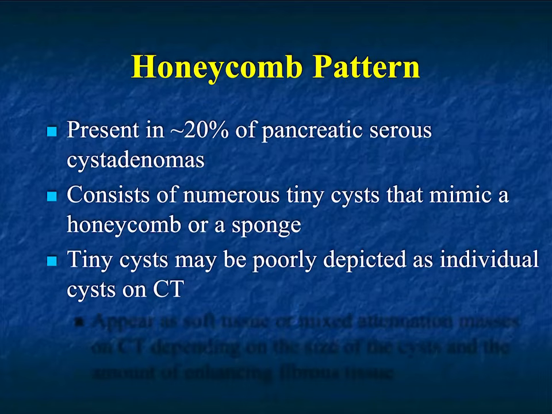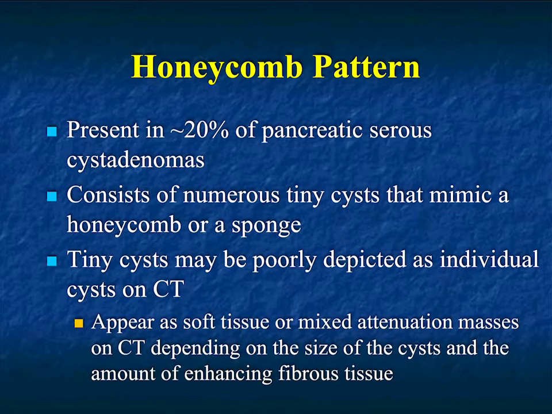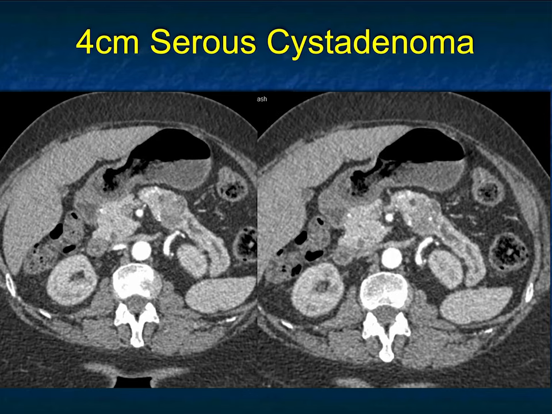Now, we left off last time speaking about the honeycomb pattern, seen in about 20% of serous cystadenomas. It's multiple tiny cysts that resemble, I guess, a sponge. You can usually see it better on the venous than arterial phase imaging. You can see the little cystic spaces better on cinematic rendering than routine axial imaging as well. These lesions can have calcification centrally. Here's a 4-centimeter serous cystadenoma.